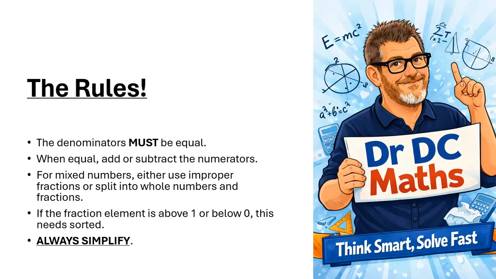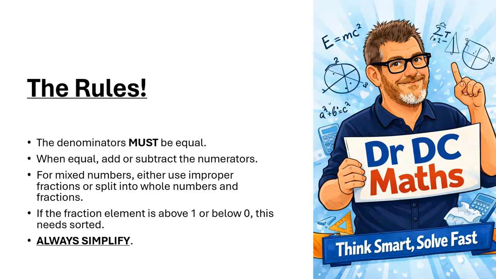The next part would be, for mixed numbers, we've got two techniques we can choose. We can either use improper fractions or split it into whole numbers and fractional parts. Again, have a think about the operation you're doing and the size of the fractions. Which one's the best to use? Which one will make your life less complicated in the long run? Then, bearing that in mind, if the fractional element is above 1 or below 0, this needs sorting in the way we demonstrated.